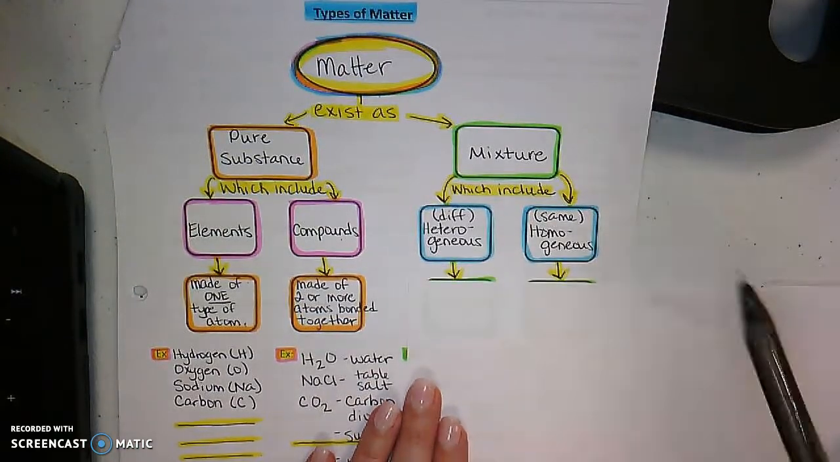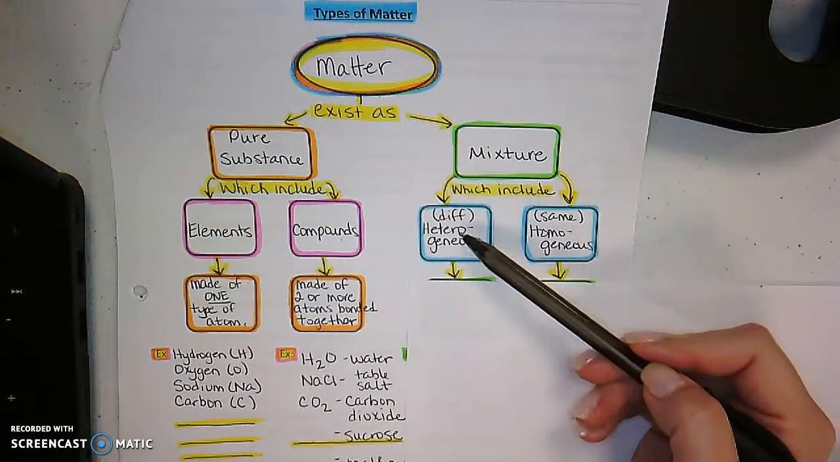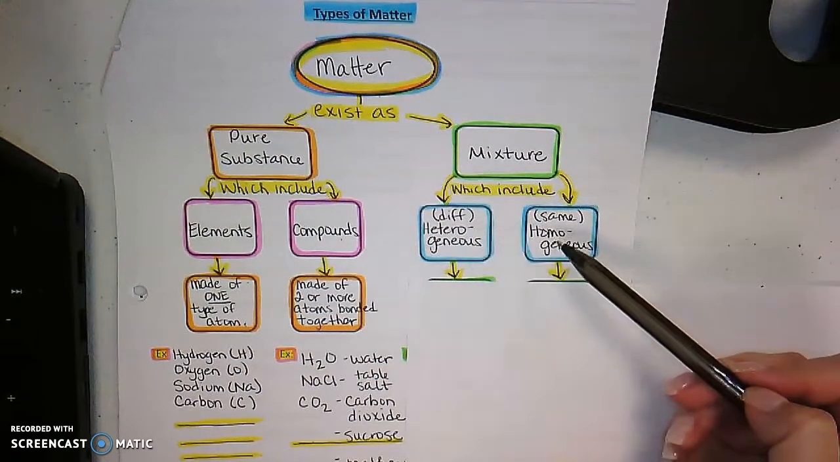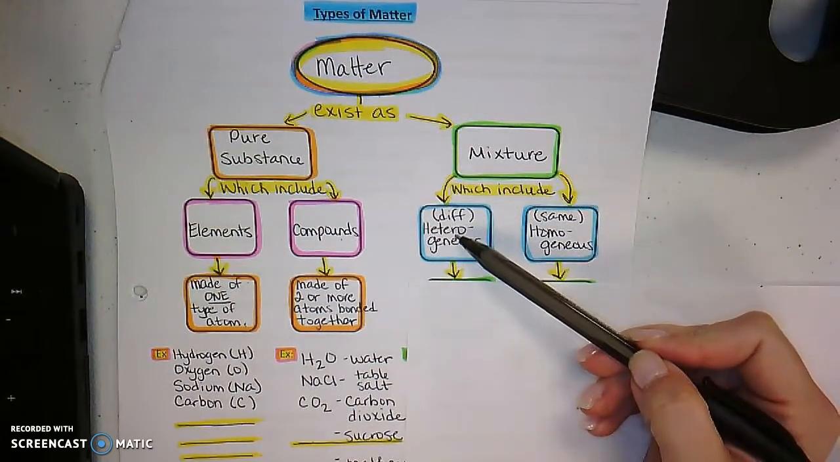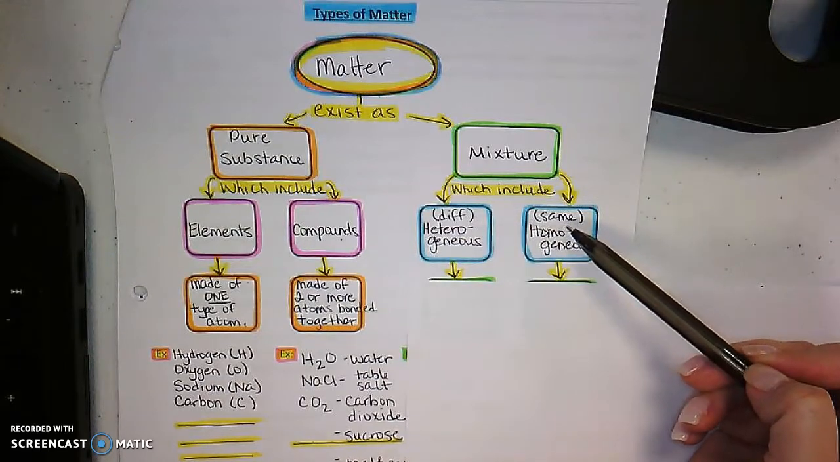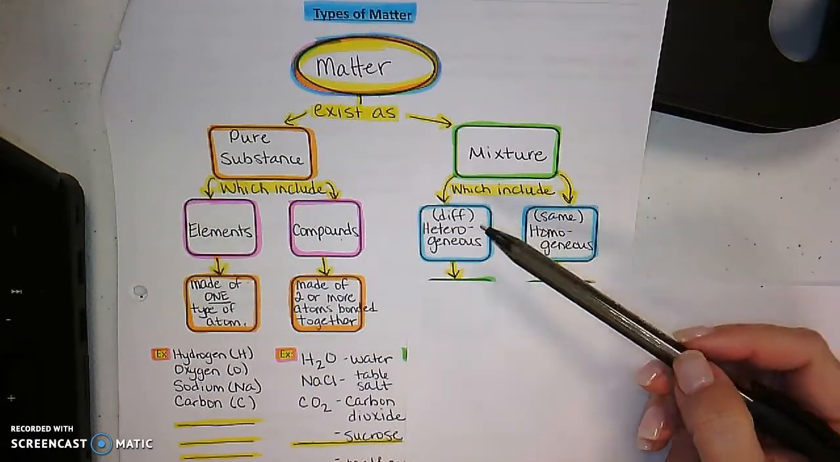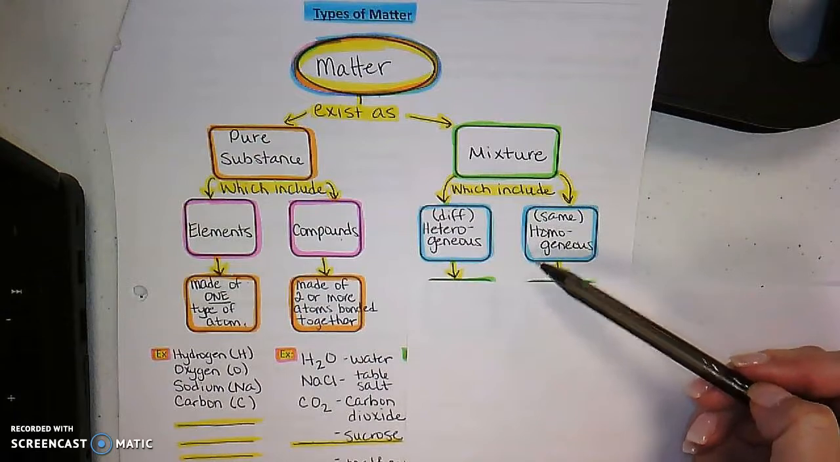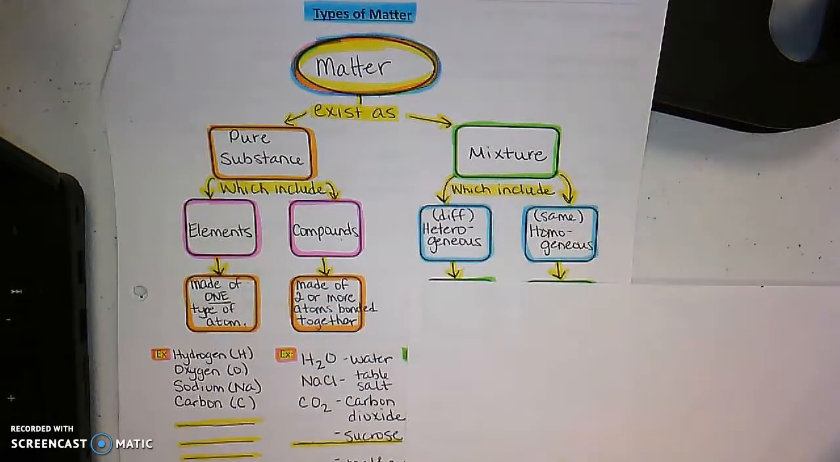I'm going to show you them both at the same time. We have heterogeneous and homogeneous. Hetero, the prefix means different. Homo, the prefix means same. So this gives you a big clue as to what these mixtures are going to be about.